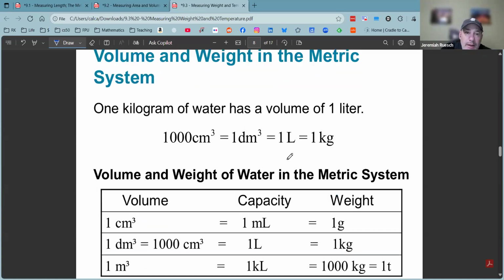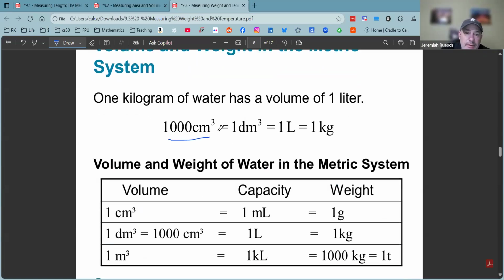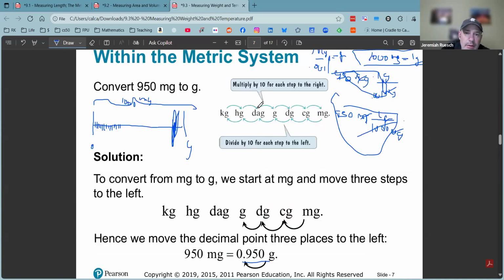Next example, volume and weight in the metric system. I have 1,000 cubic centimeters. It's equal to one, forget that, is that decameter?